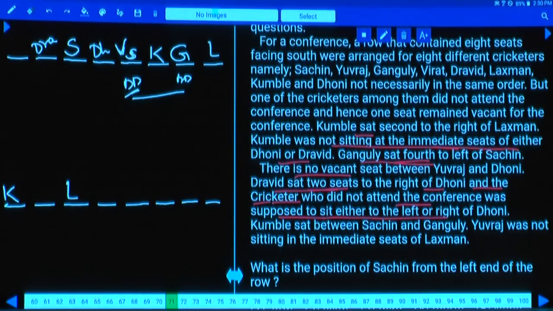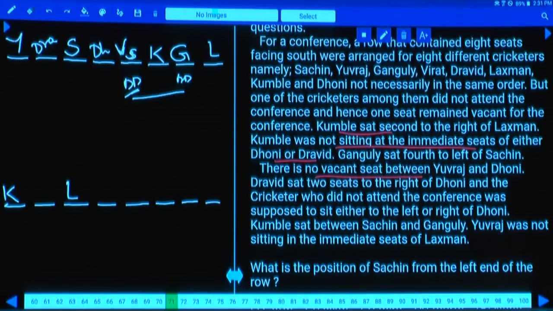Yuvraj. Yeah, I will come to that one. And as of now, this is the information we have. And we can see Kumble sat second to the right of Lakshman. Next one, Kumble was not seated to the immediate right of Dravid or Dhoni. And next one, Ganguly sat fourth to the left of Sachin. 1, 2, 3, 4. And there is no vacant seat between Yuvraj and Dhoni. As there is no vacant seat between Yuvraj and Dhoni, Yuvraj will be here.